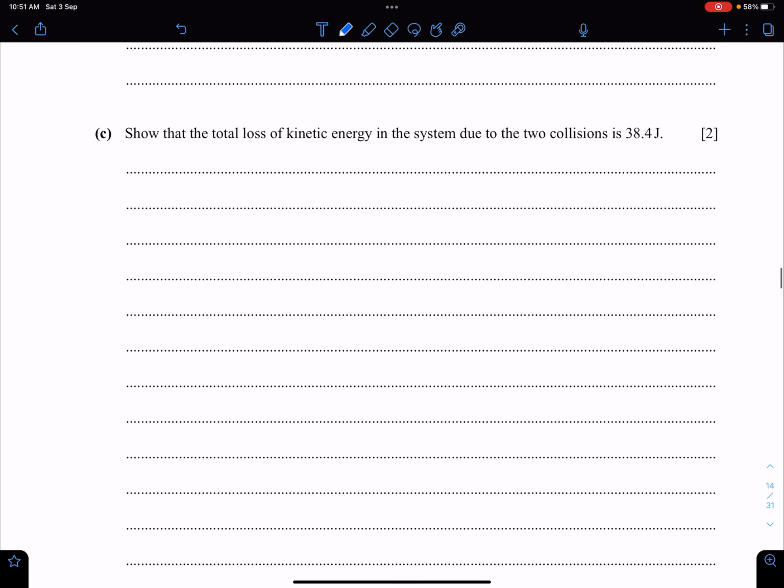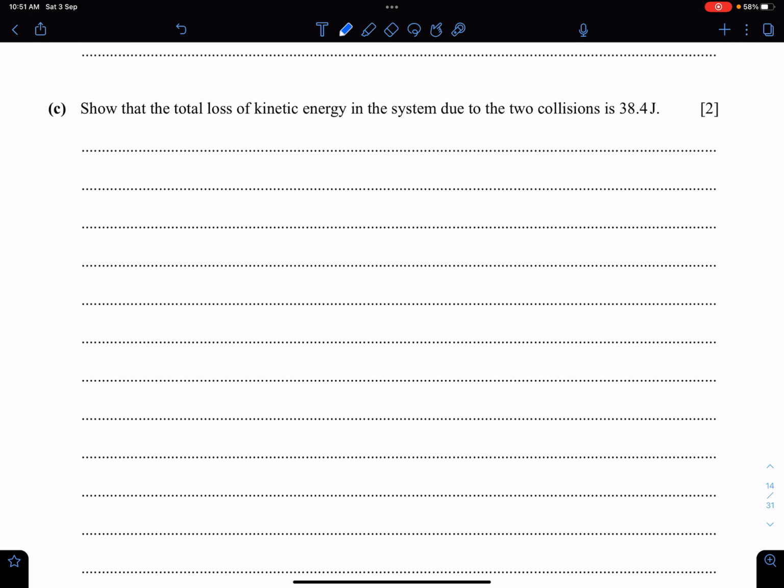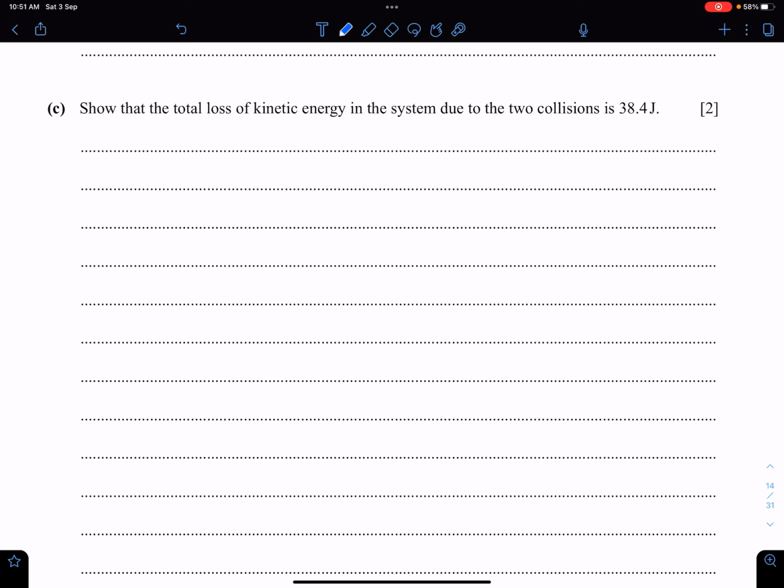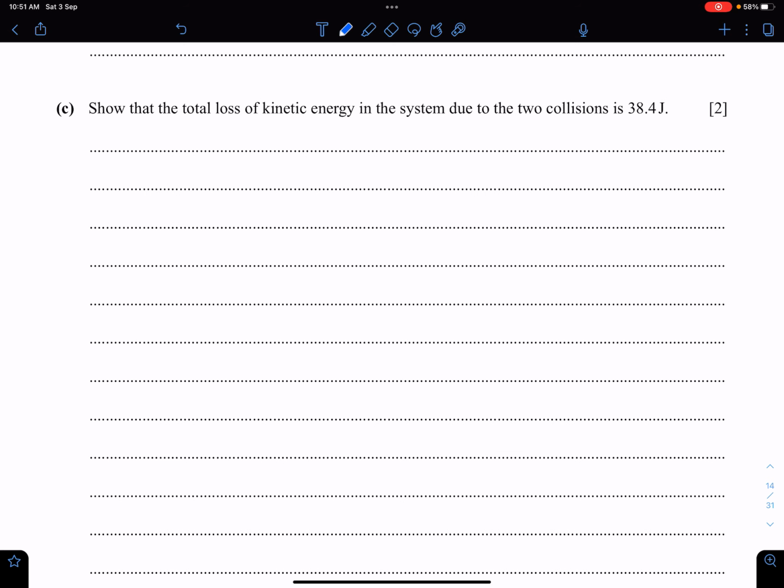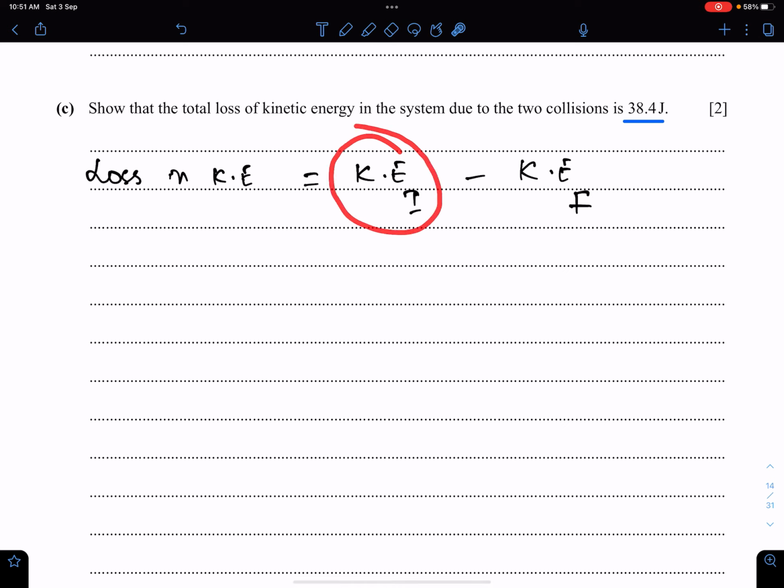The last part of this question: show that the total loss of kinetic energy in this system due to the two collisions is 38.4 joules. So this is very simple. By using the loss in kinetic energy formula, we can do this. Kinetic energy initial minus kinetic energy final, meaning kinetic energy before the collision and kinetic energy after the collision.